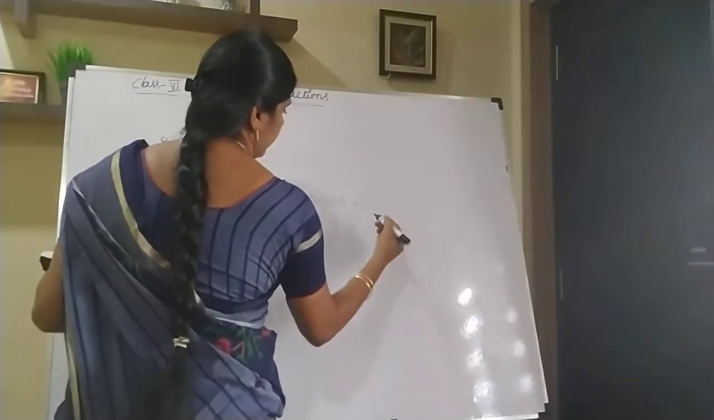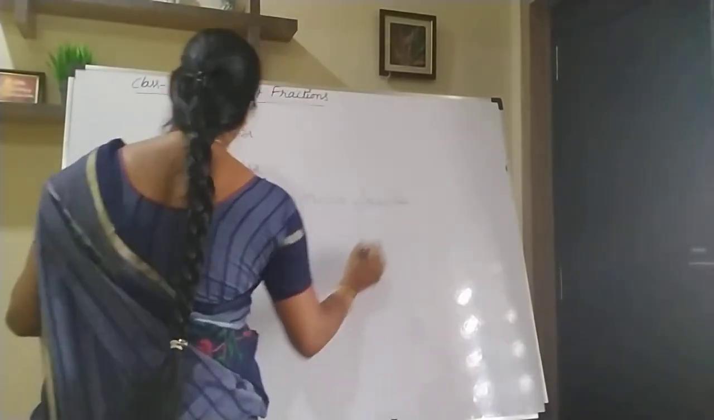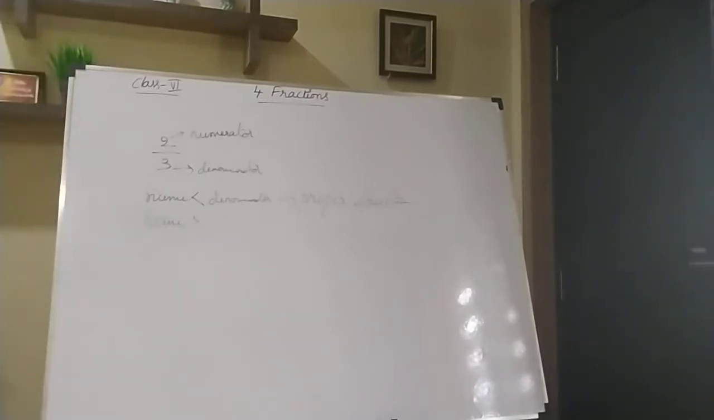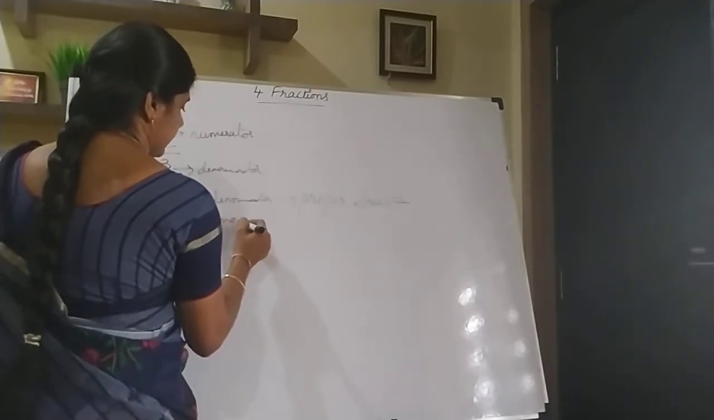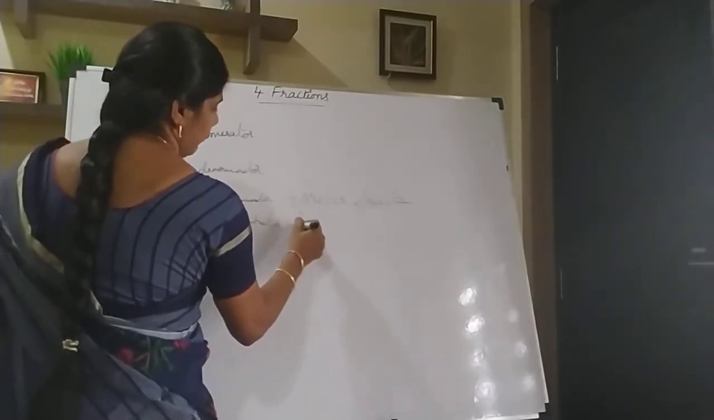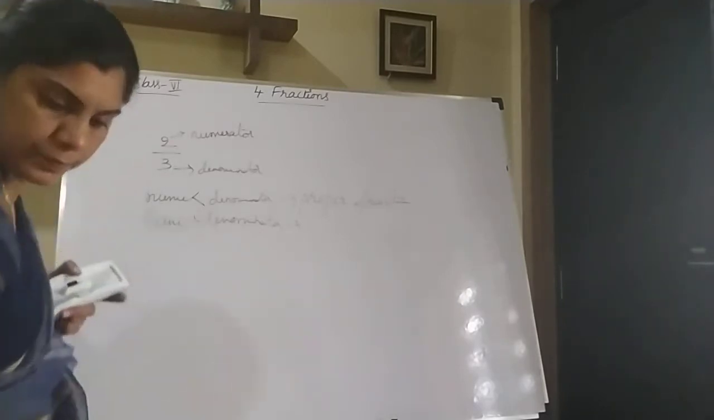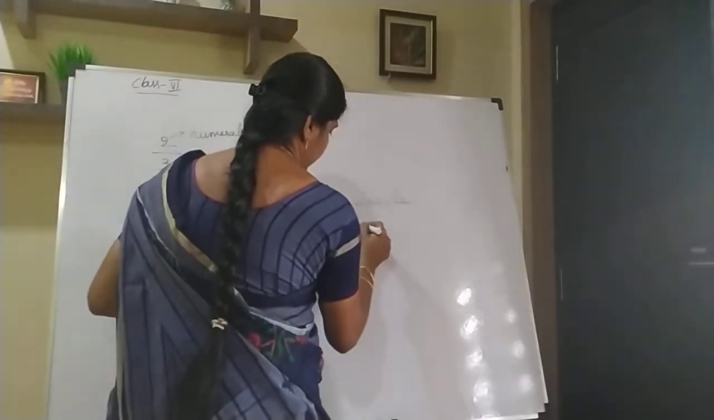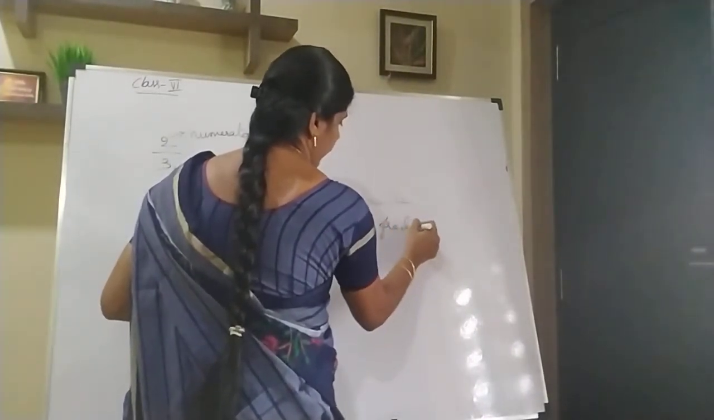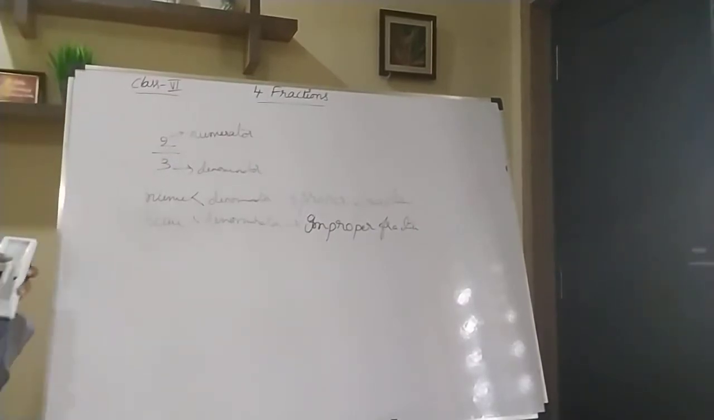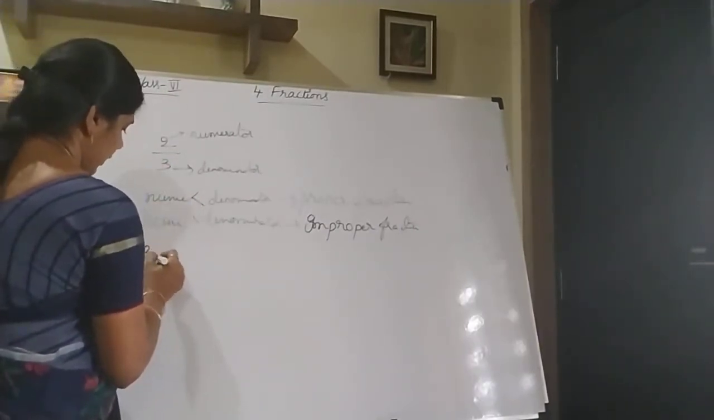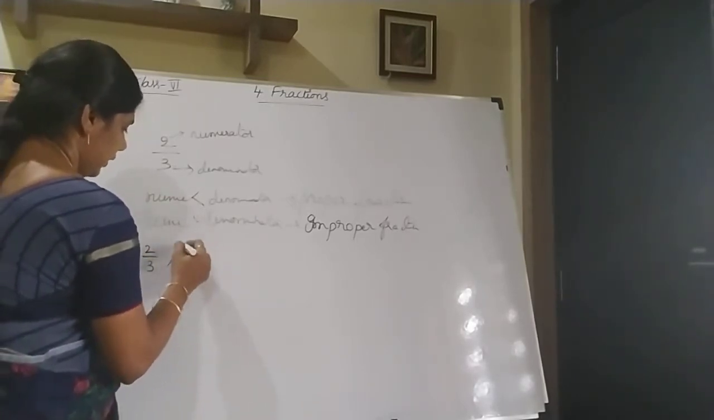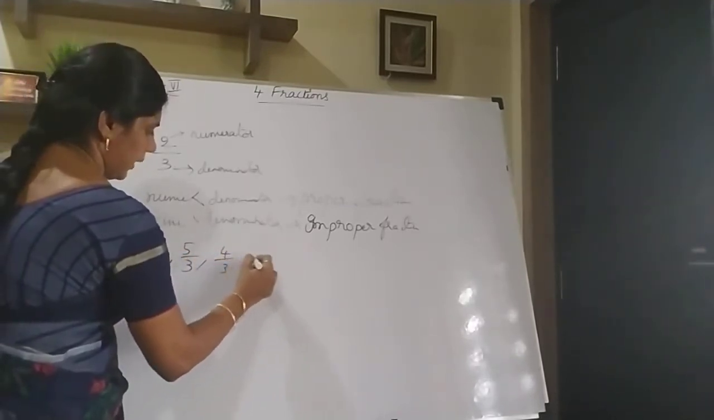So proper fraction. Okay. If the numerator is greater than the denominator, then we call it an improper fraction. Okay. See, 2 by 3, 5 by 3, 4 by 3, like this.